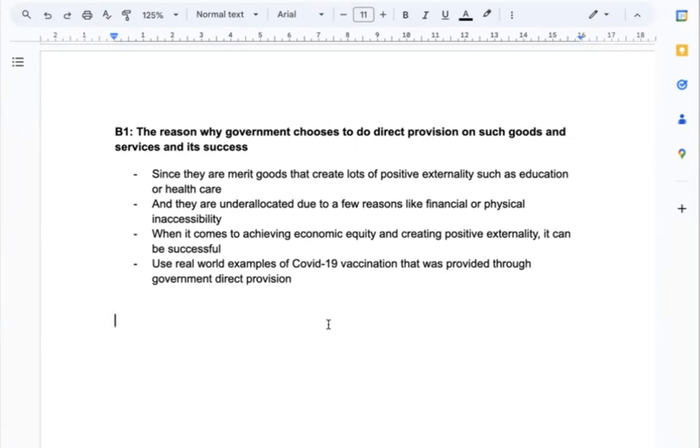However, they are largely underallocated due to a few reasons, maybe because of financial constraints or physical inaccessibility. Also, when it comes to achieving economic equity and creating positive externalities, government direct provision should be more successful. So I can support the analysis with real world examples of COVID-19 vaccination that was provided through government direct provision in many countries.